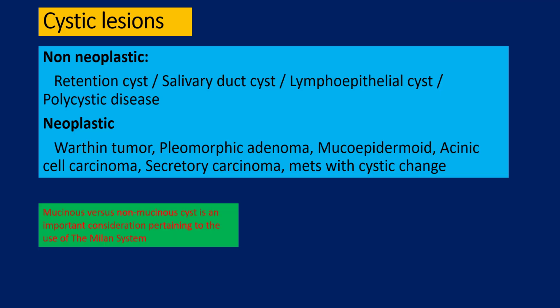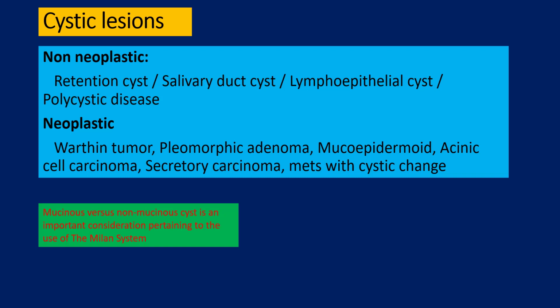So what do we have here? As far as cystic lesions are concerned, we have to remember that these are the two major kinds of cystic lesions, non-neoplastic cysts and neoplastic cysts. The lesions which come under the category of non-neoplastic cysts are obviously the retention cysts, the salivary duct cysts, there are lymphoepithelial cysts, and of course there is this entity which is the polycystic disease of salivary glands.